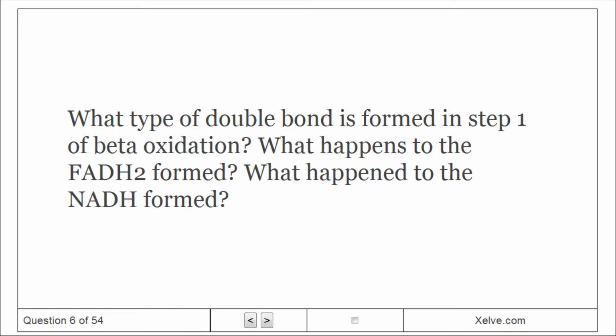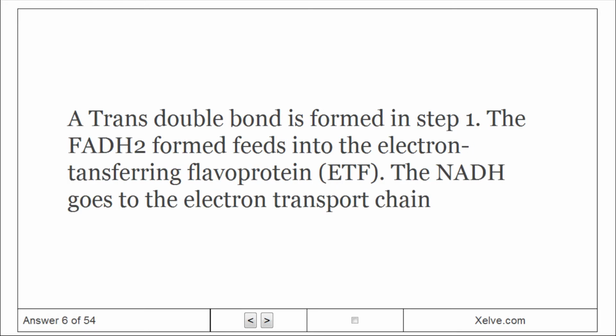What type of double bond is formed in step 1 of beta-oxidation? What happens to the FADH2 formed? What happens to the NADH formed? A trans double bond is formed in step 1. The FADH2 formed feeds into the electron-transferring flavoprotein, ETF. The NADH goes to the electron transport chain.